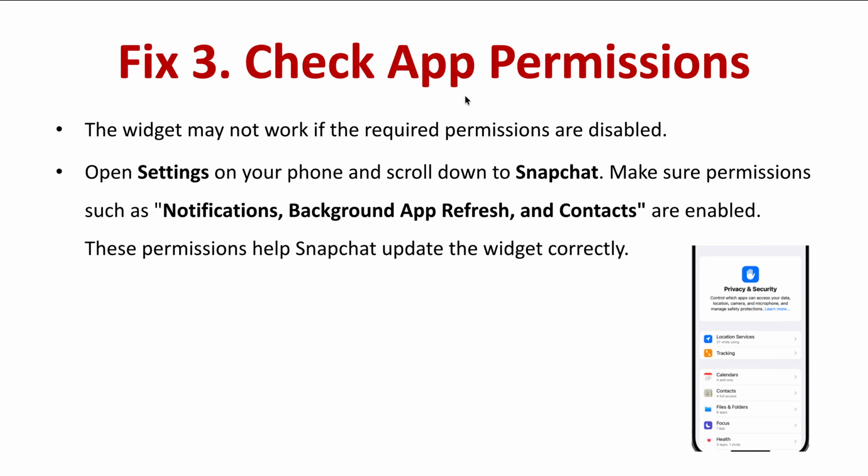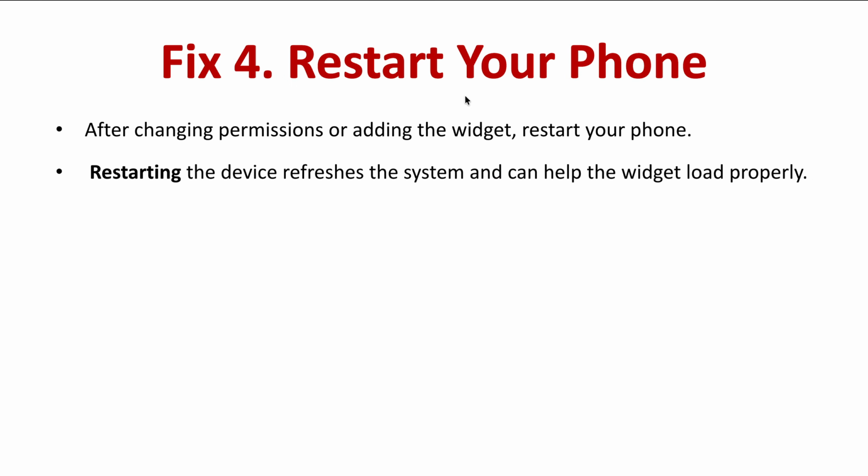Fix 3 is check app permissions. The widget may not work if the required permissions are disabled. Open settings on your phone and scroll down to Snapchat. Make sure permissions such as notification, background app refresh and contacts are enabled. These permissions help Snapchat update and work correctly. Fix 4 is restart your phone. After changing permissions or adding the widget, restart your phone. Restarting the device refreshes the system and can help the widget load properly.